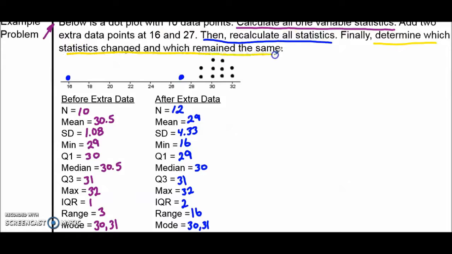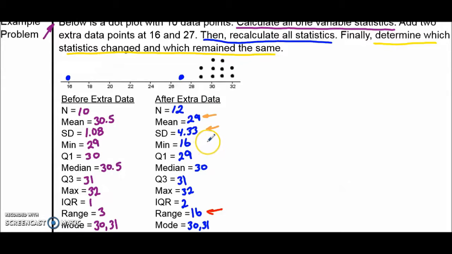So let's just highlight which ones changed the most and go from there. Looking at this, probably the biggest change was in our range. It jumped from 3 all the way up to 16. There's a huge jump there. There's also a pretty decent change in the standard deviation. It went from 1.08 to 4.33. And our mean changed a little bit as well, right? Our average from 30.5 to 29.